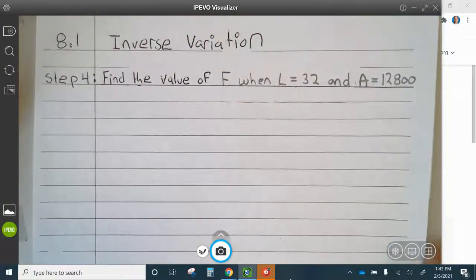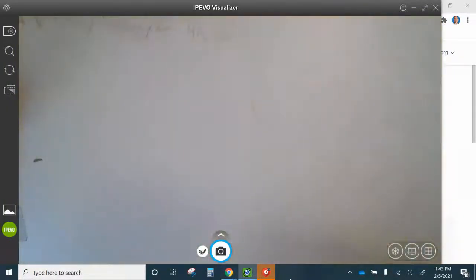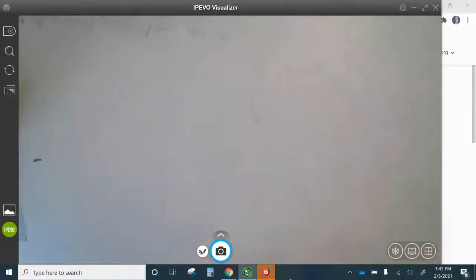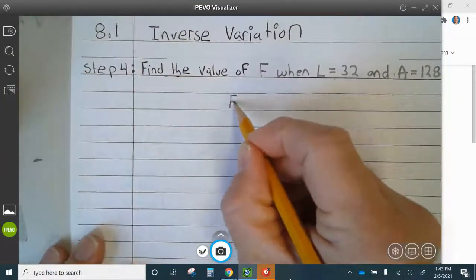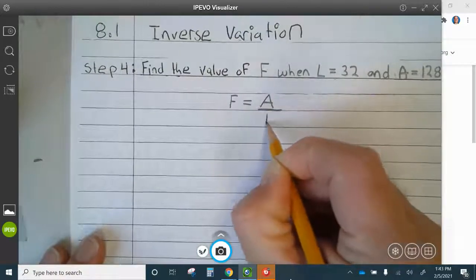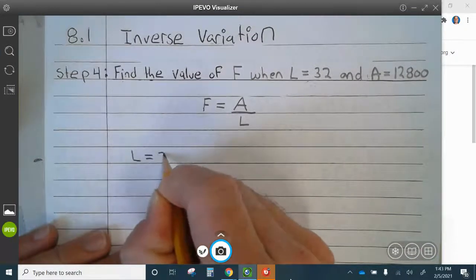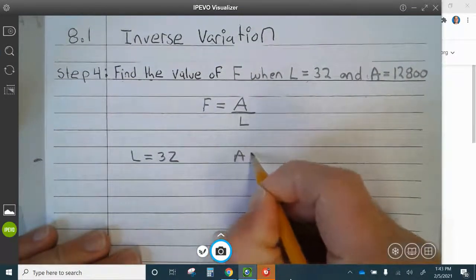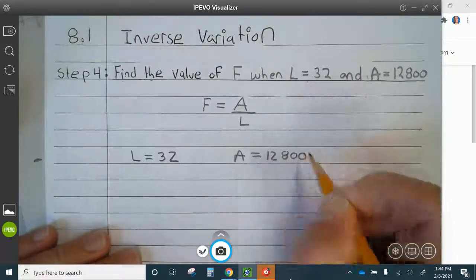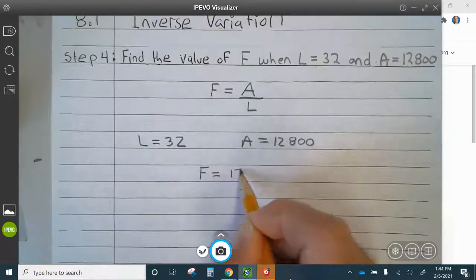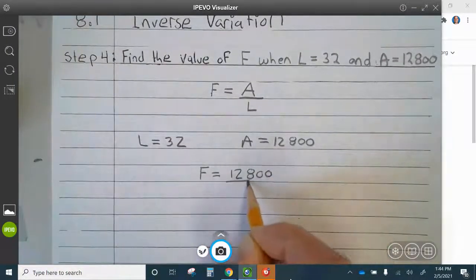Find the value of F when L equals 32. So first things first, we want to double check to make sure we have the right equation, which is back here. F equals A divided by L. Now we know that L equals 32 and A equals 12,800. We're going to substitute these numbers in. So that's F equals 12,800 divided by 32.